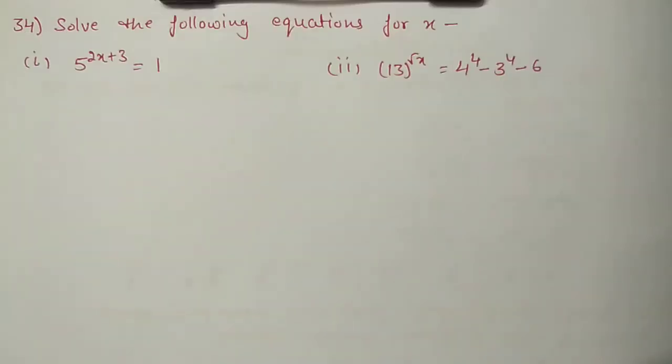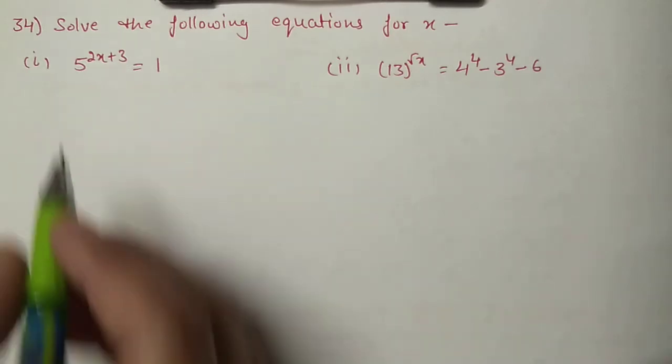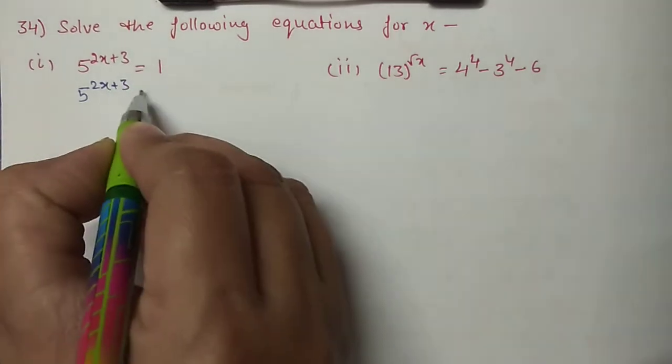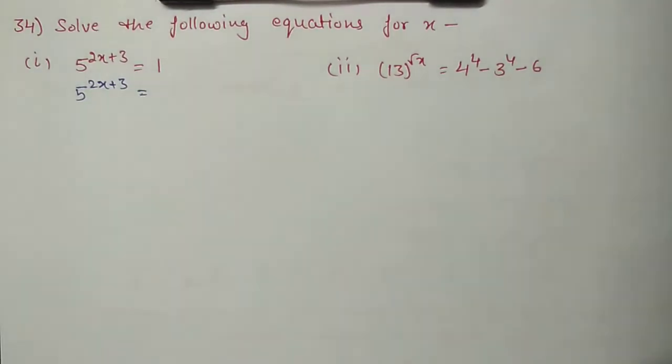Question number 34, solve the following equation for x. First part, 5 to the power 2x plus 3 equal to 1. So we have to compare the left side and right side. First we have to make the base same and then we will do the comparison and find out the value of x. Here on the left side we have 5 to the power 2x plus 3. This one also we have to change into the 5 base.